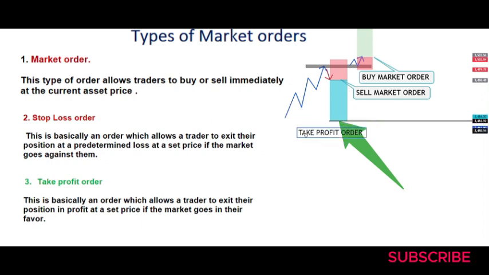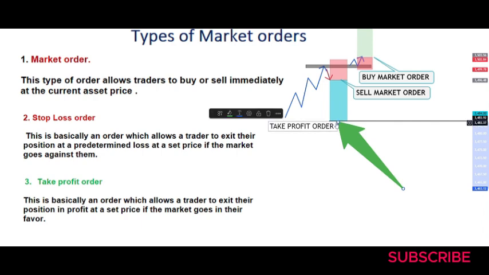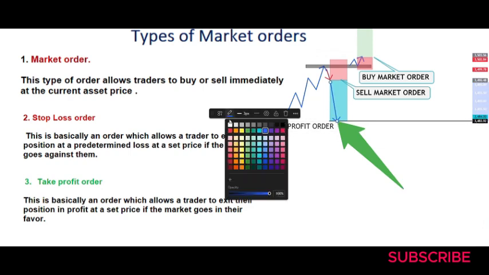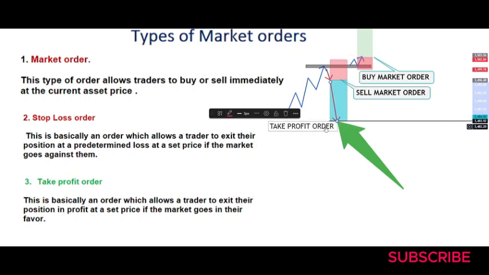Basically what you are telling the broker is to close off your trade or your position at a profit at a set price in the future. Okay, should the price get to this point here or drop even lower to this level here, so you're looking at a take profit order at that point. When you set it there, the broker will automatically close your position in a profit.